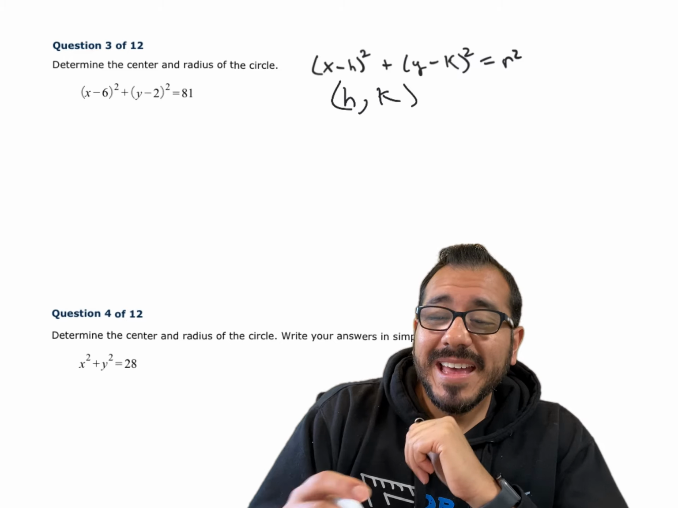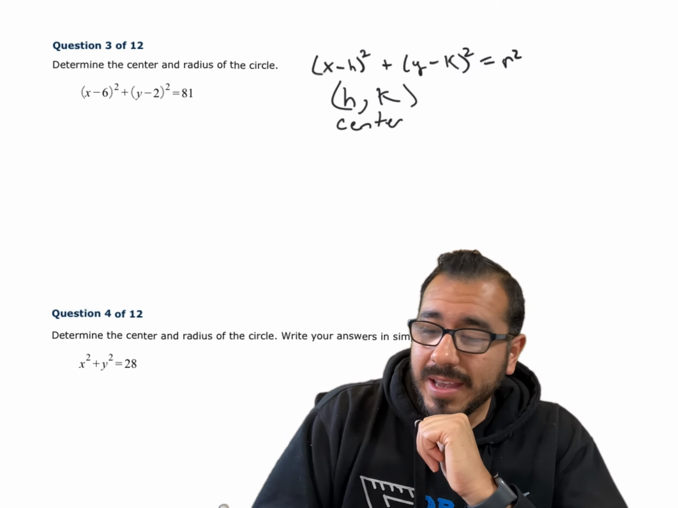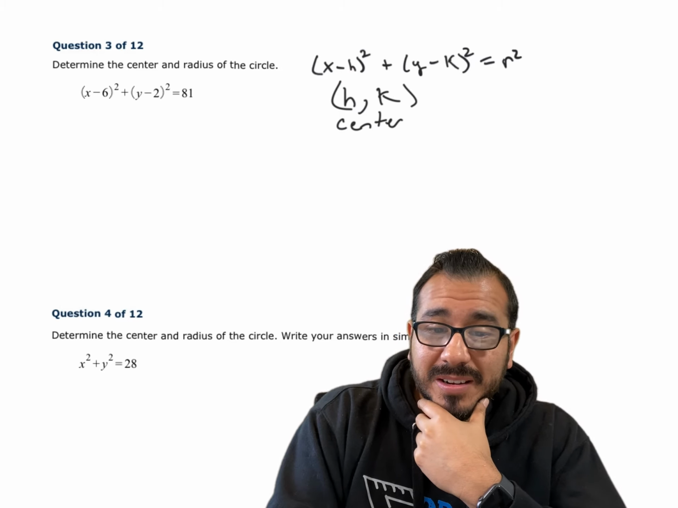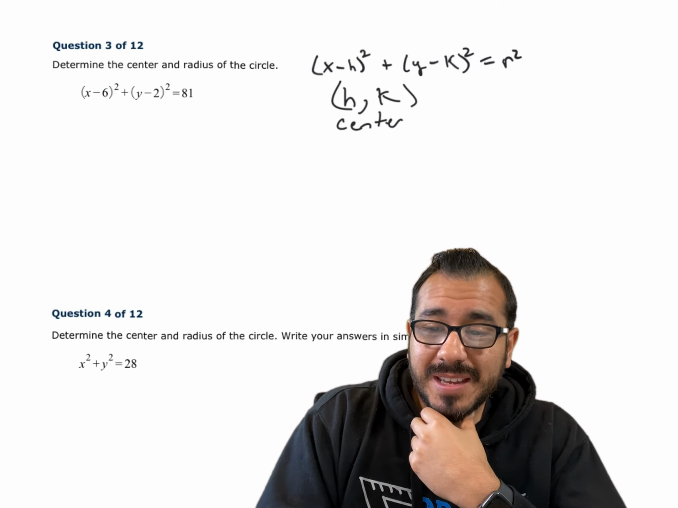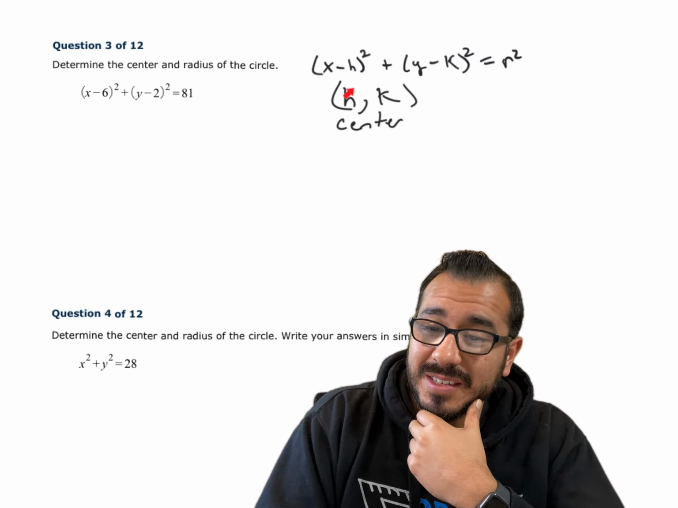And h and k, that's the center of the circle. If you notice, whatever h is, you're gonna take the opposite sign. So here, see how it's -6? We're gonna take the opposite sign because of that negative, and our x value is just going to be 6.